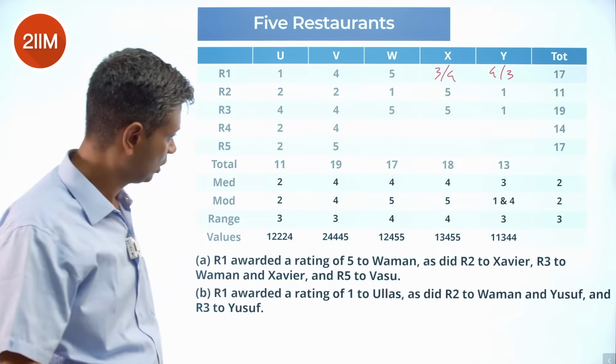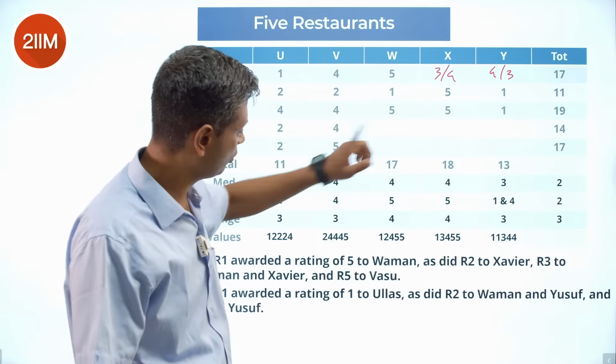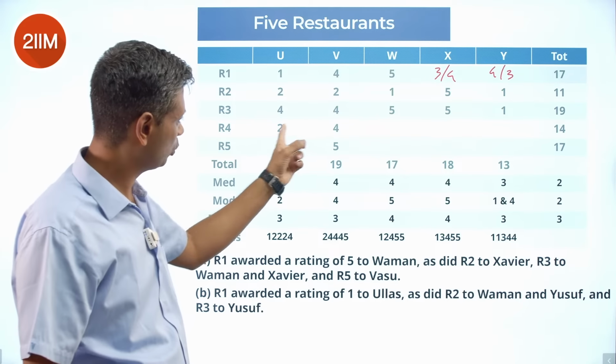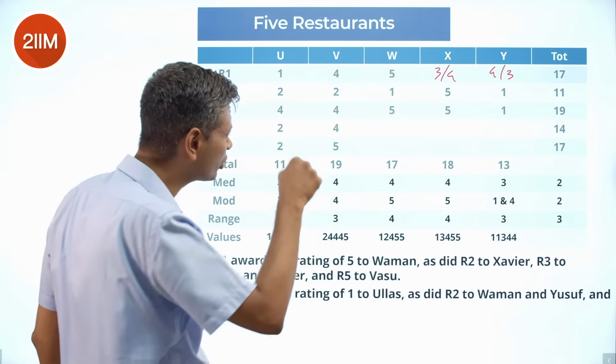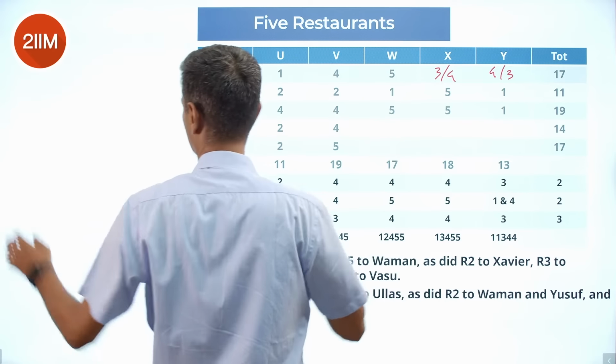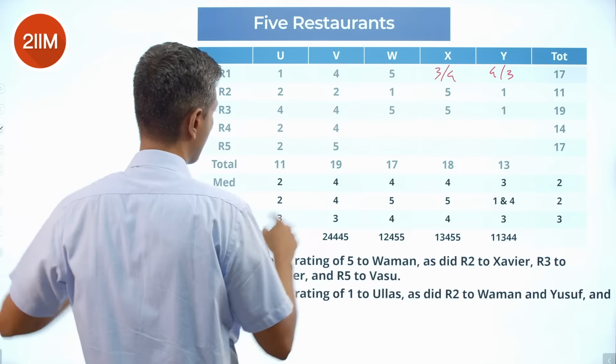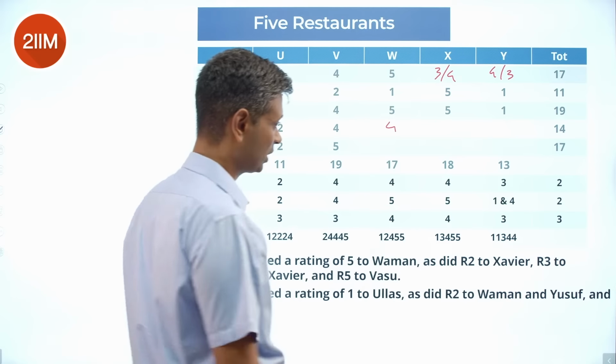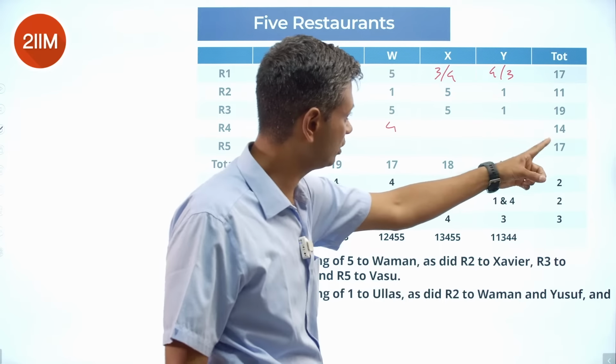Nice, lovely. 5 and 5 are taken. 2 and 4 are remaining. These two add up to 2 + 4 = 6. Suppose I put a 4 here. This will add up to 10. I have only 14 totally.